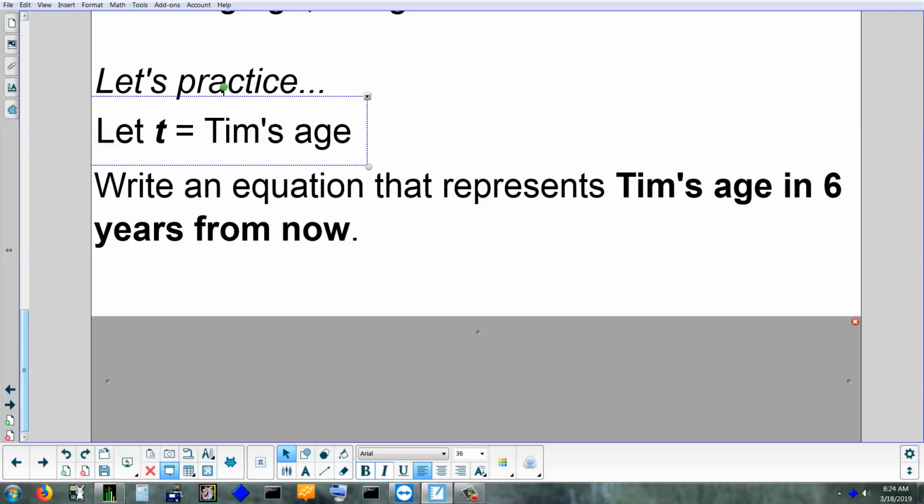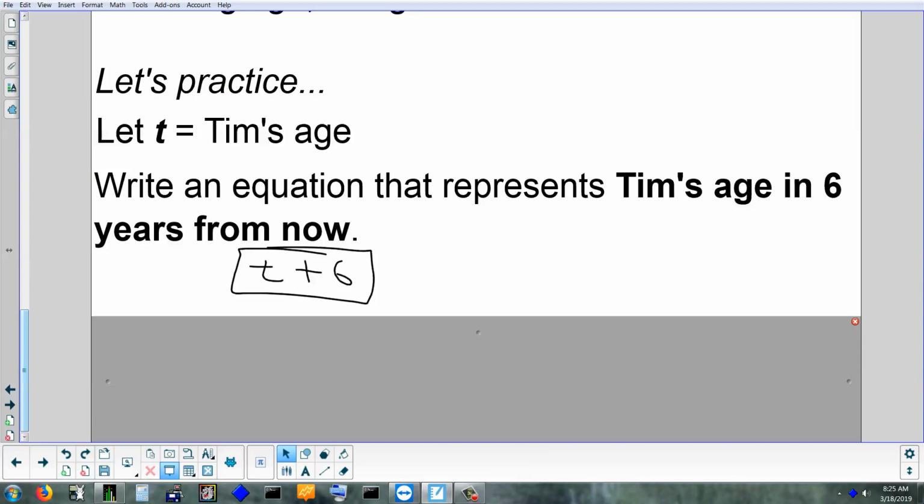What would you have to do to t to get his age in 6 years? What operation would that be? Like if you knew his age now, what calculation could you do to get his age 6 years from now? Addition. And how much would you add? 6, exactly. So it's not a problem you can solve, right? We don't actually know Tim's age right now. We don't have enough information. But if you wanted to know Tim's age 6 years from now, that's what you would write.